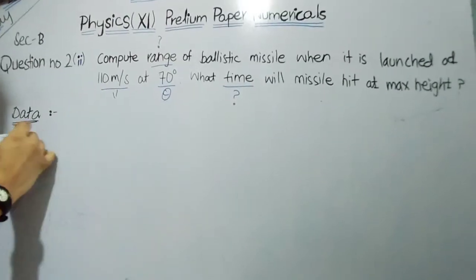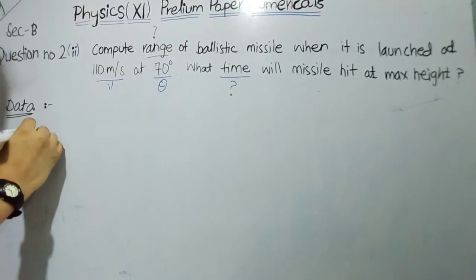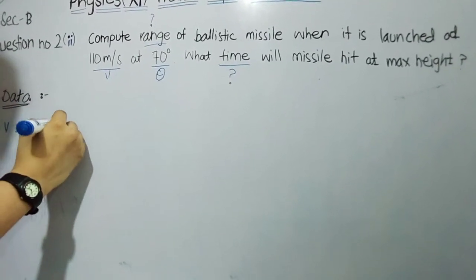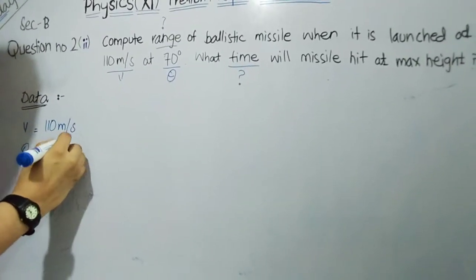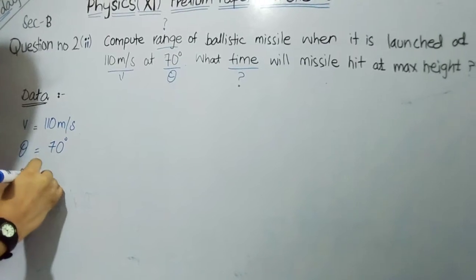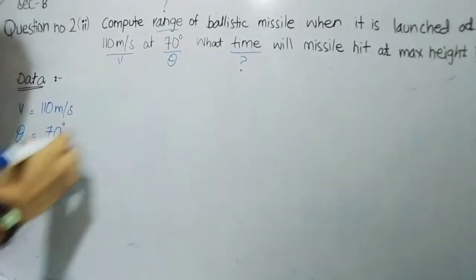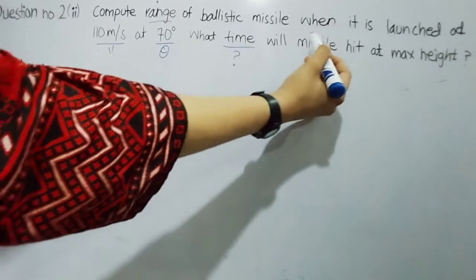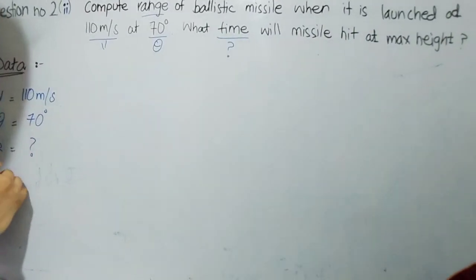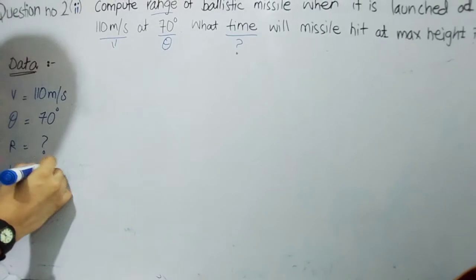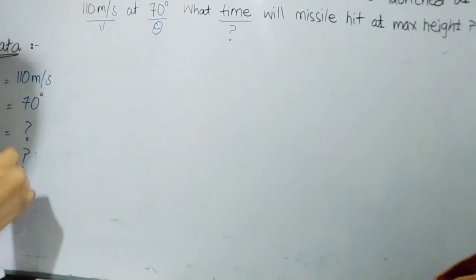So let's start with this. In the data we have velocity, which is 110 meters per second, and then we have angle of elevation, that is 70 degrees. We have to find the range, which is denoted by R, and we have to find the time. Now the time the missile will hit the maximum height, that means they're asking us about the time of flight. They're not asking about the total time. They're asking about the time of flight at the maximum height.